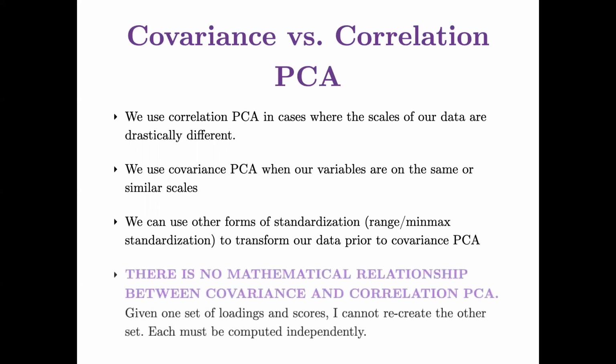But it's important you realize that there's no mathematical relationship between covariance and correlation PCA. If someone gives me a set of loadings and scores from covariance PCA, I can't turn that into a correlation PCA. There's no mathematical transformation that gets me from the covariance version to the correlation version. I have to recreate the other PCA, find a new set of eigenvectors, etc.